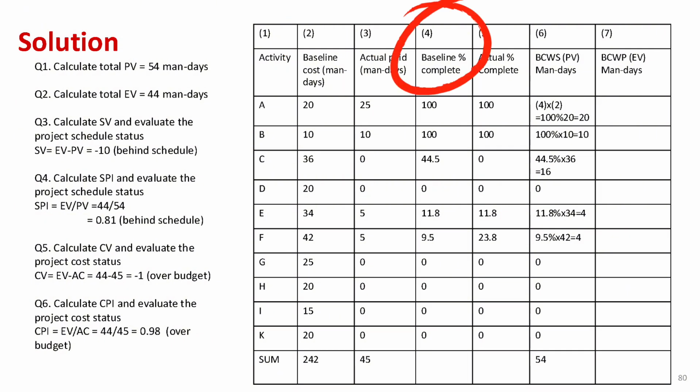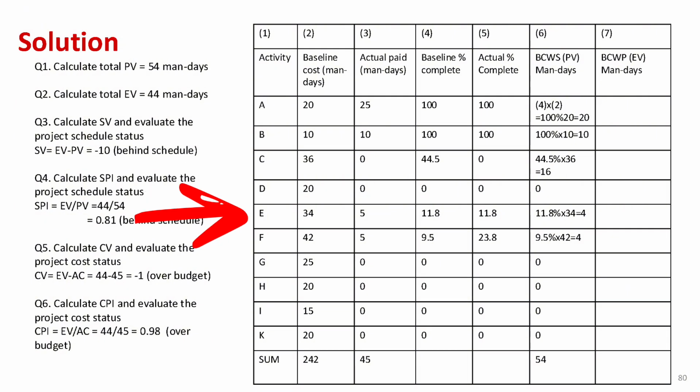column 4. For activity A, since it's 100% complete, PV is 100% times 20, which gives us 20 man days. For activity B, PV is 100% times 10, which gives us 10 man days. For activity C, PV is 44.5% times 36, which gives us 16 man days. For activity D, PV is 0% times 20, which gives us 0 man days.